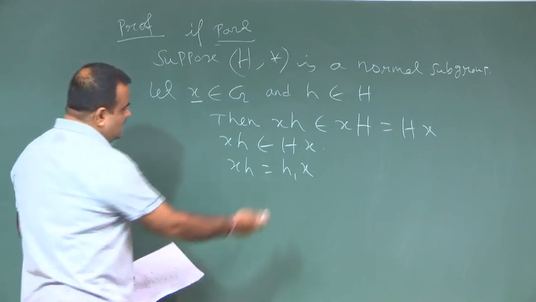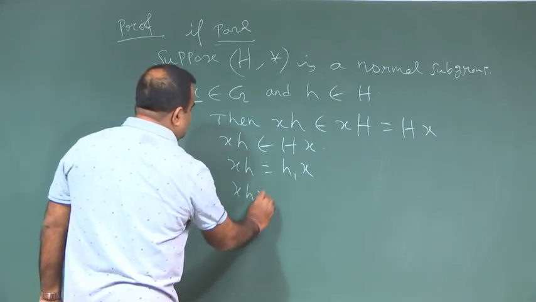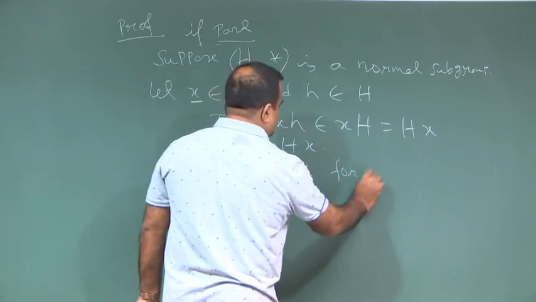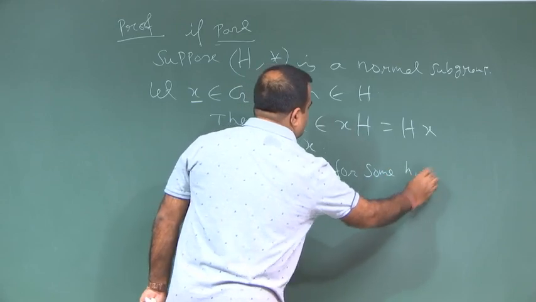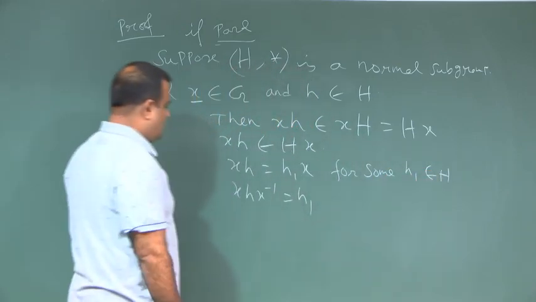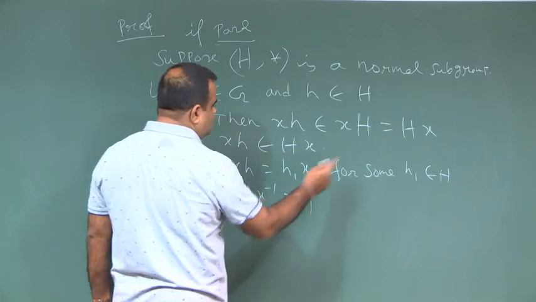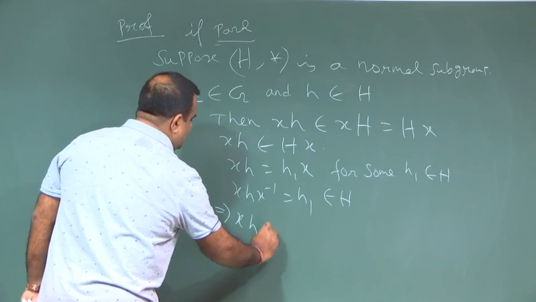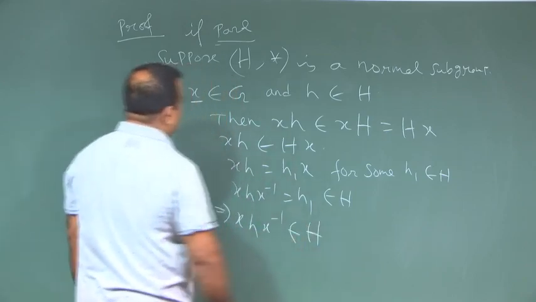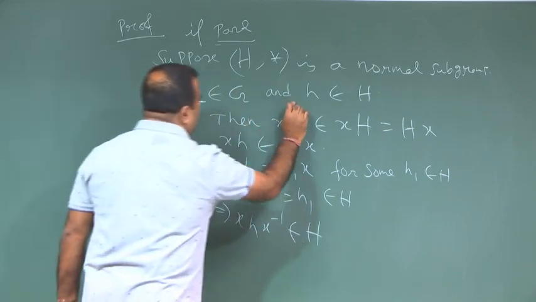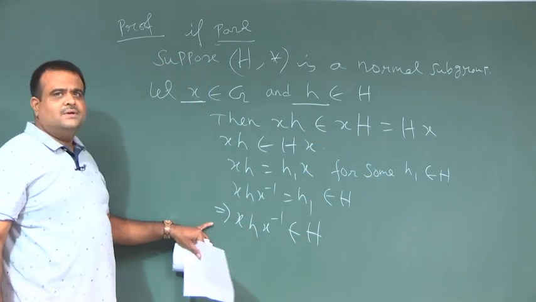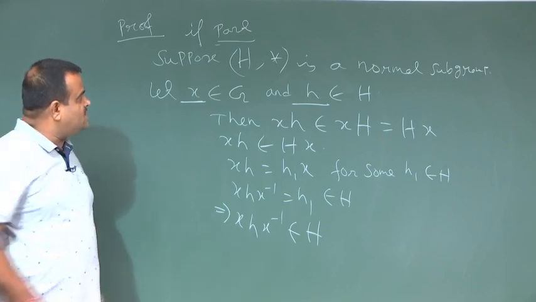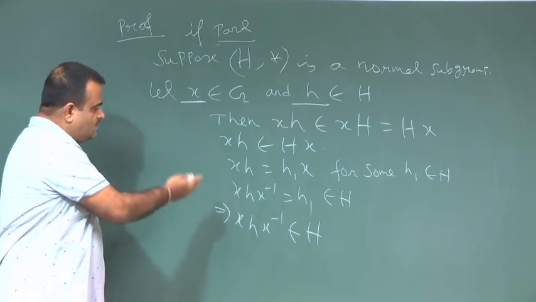Okay. So we can take this side. So xhx inverse is equal to h1 for some h1 belongs to H. So this is h1, which belongs to H. So this implies x h x inverse belongs to H, and this is true for all x, all h. Now, that is the statement of the theorem. So this is the necessary condition. Necessary condition means if H is a normal subgroup, then we have this condition.